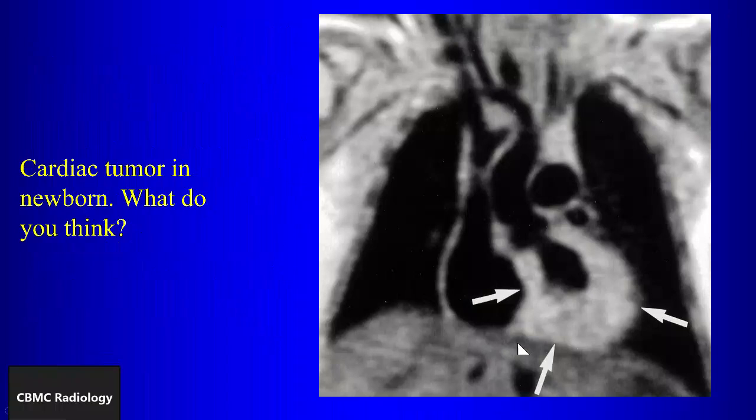Cardiac tumor in a newborn. What do we think? Rhabdomyoma. Rhabdomyoma, yeah. So those tend to be the cardiac tumors in newborns, and that's associated with tuberous sclerosis. The natural history? What's the natural history of a newborn with cardiac rhabdomyoma? Do they take them out? No, they regress. They regress, right. That's actually the natural history.